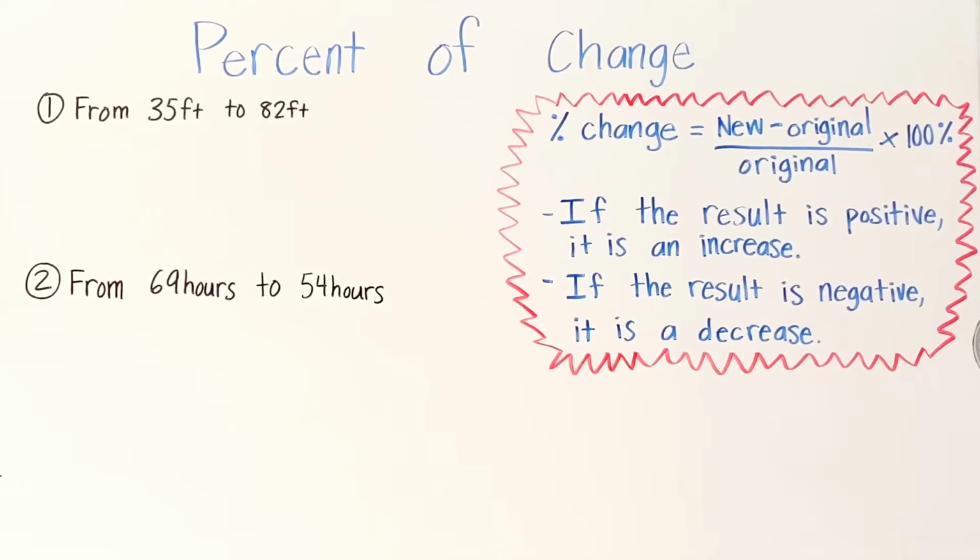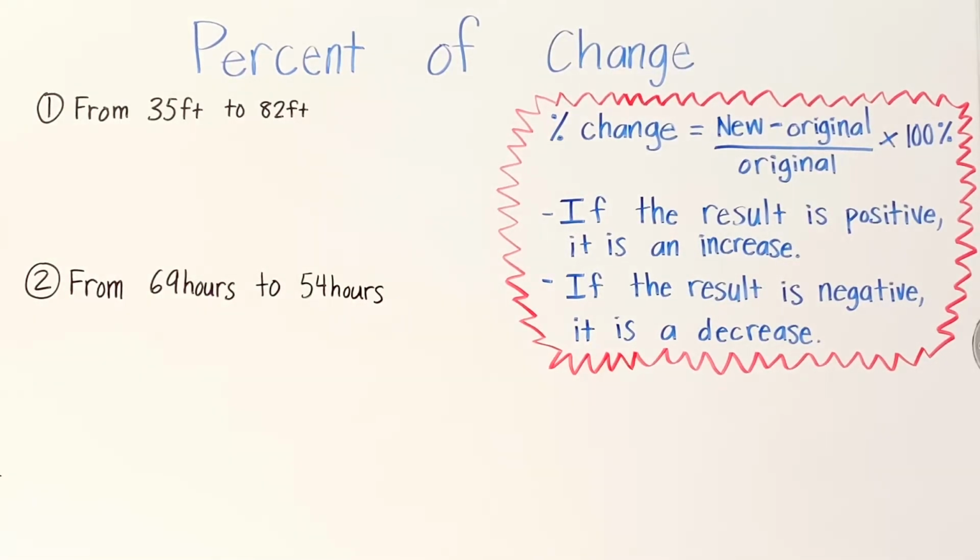In today's video, we're working on percent of change. On the right hand side, you can see the formula is percent change equals new minus original divided by original times 100%. If the result is positive, it is an increase. If the result is negative, it is a decrease. Go ahead and take notes on that, or at least write down the formula on your piece of paper or somewhere you can practice it later on.